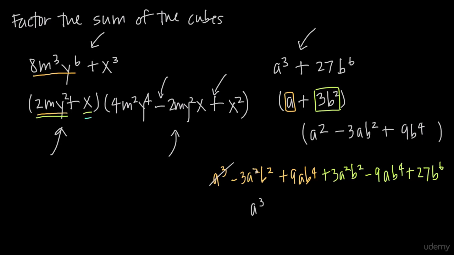We have a negative 3a²b² and a positive 3a²b². Those together will equal 0. Then we have a 9ab⁴ and a negative 9ab⁴. Those will combine to be 0. And then we just have plus 27b⁶. And as you can see, we ended up with our original problem, so we know we did our factoring correctly. And that's how you factor the sum of two cubes.